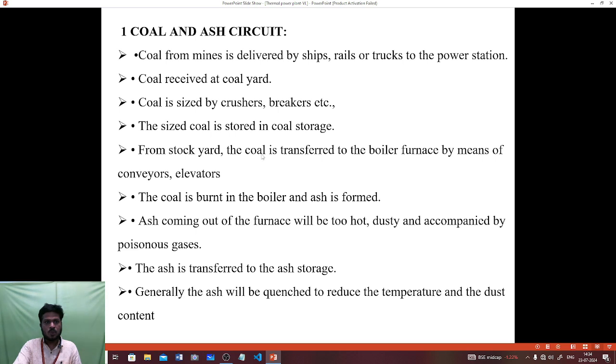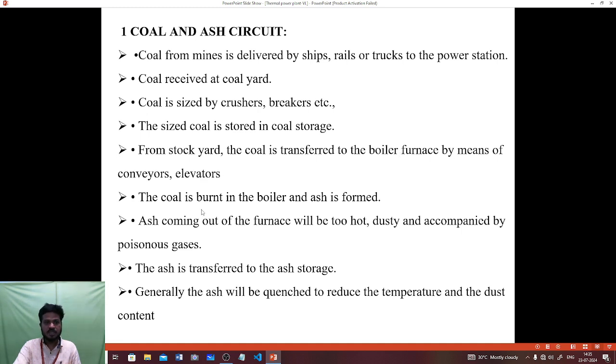Number 1, coal and ash handling. Coal from mines is delivered by ship, rails or trucks to the power station, and then coal is received at a coal yard, which is available in a steam power plant. And coal is sized by crushers and breakers, which is done for coal handling purposes. Next, the sized coal is stored in coal storage, and then from the stockyard the coal is transferred to the boiler furnace by means of a conveyor and also an elevator.